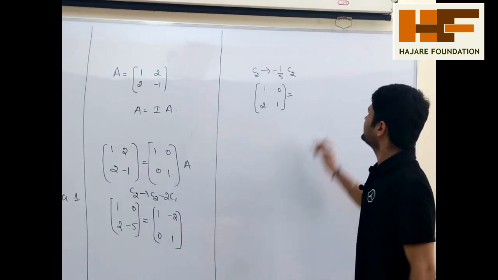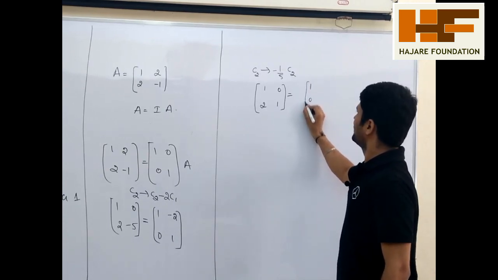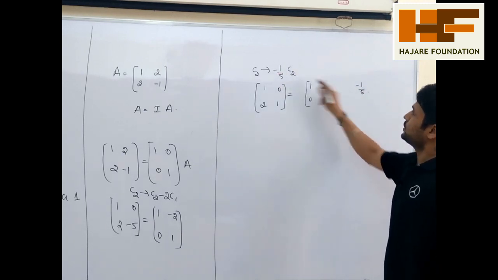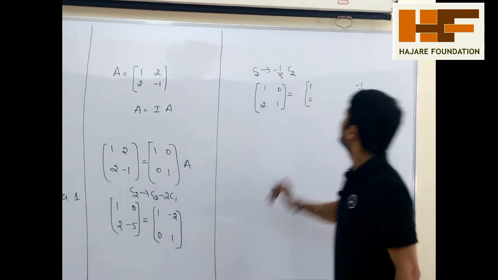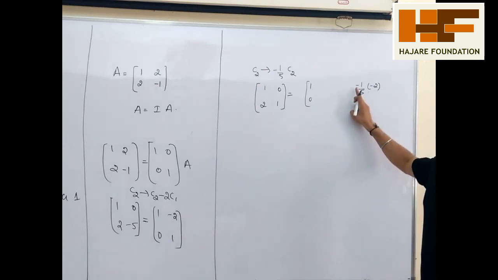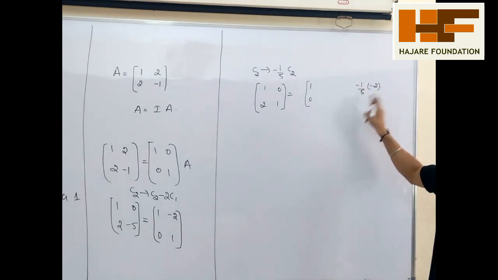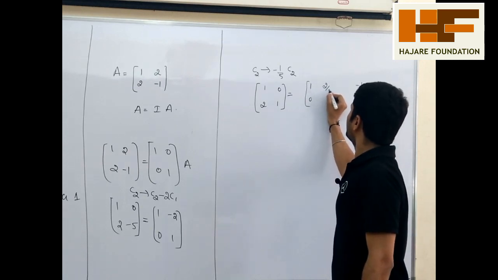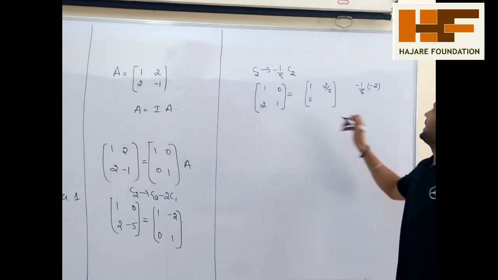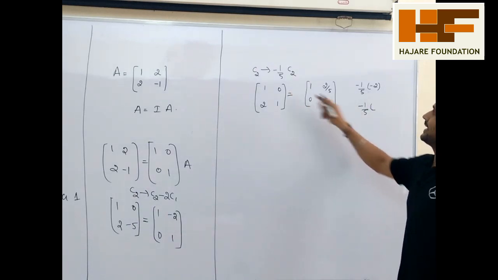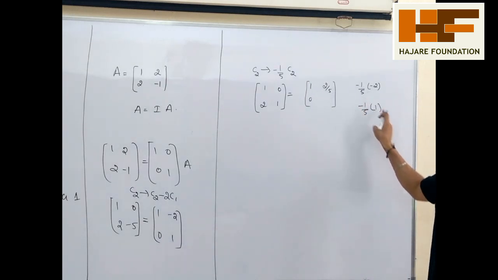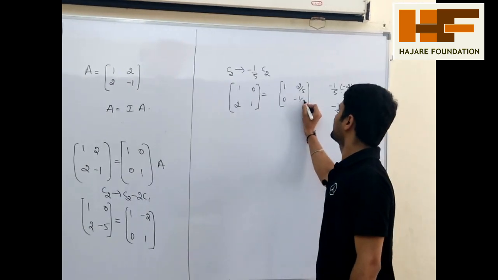First column, write it down as it is: 1, 0. What is the second column? Minus 1 by 5 into C2. Minus 1 by 5 into minus 2: minus into minus is plus, 2 into 1 by 5, plus 2 by 5. Next, come to this element. Minus 1 by 5 into the corresponding C2 element, which is 1. Write a 1. Minus 1 by 5 into 1 is again minus 1 by 5.